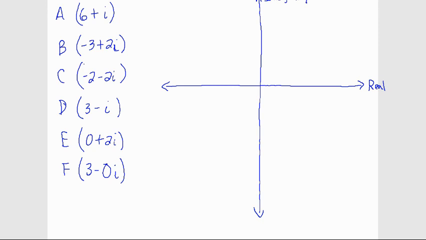So when we're graphing these points, we have to look at them as coordinate pairs. So 6 plus i, remember this would be the same as 6 plus 1i. This would be like graphing the point (6, 1). So this means I'm going 6 units to the right, 1, 2, 3, 4, 5, 6, and then 1 unit up on the imaginary unit. So this would be point A. B would be the same as saying (-3, 2). So that'd be 3 units left, 1, 2, 3, and then 2 units up, and there's our B.